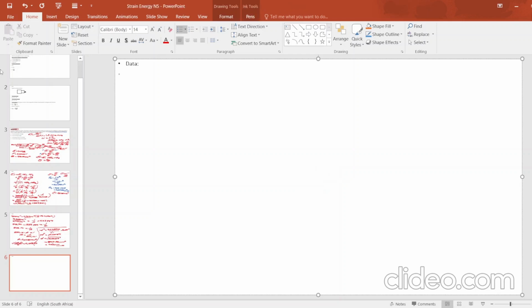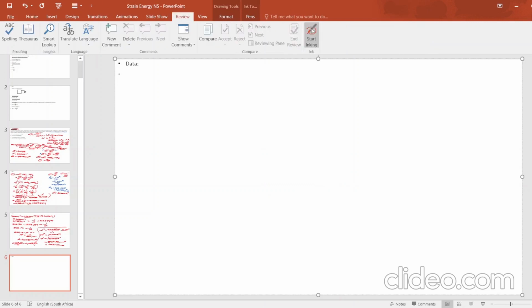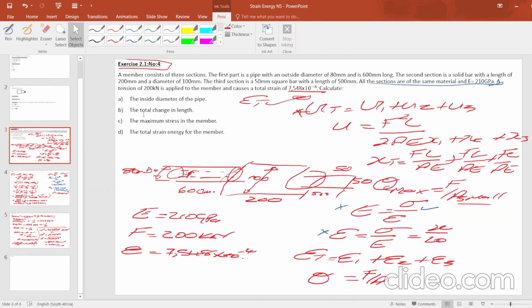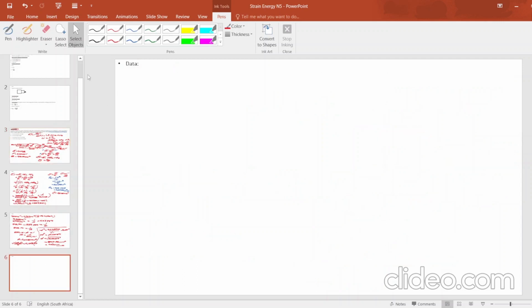Right, then the second question and the third question would be easy. They want us to calculate the total change in length. In calculating the total change in length, that means we will be using x1 plus x2 plus x3, right? Now, let me say to you, this is the formula to use in calculating the total change in length.